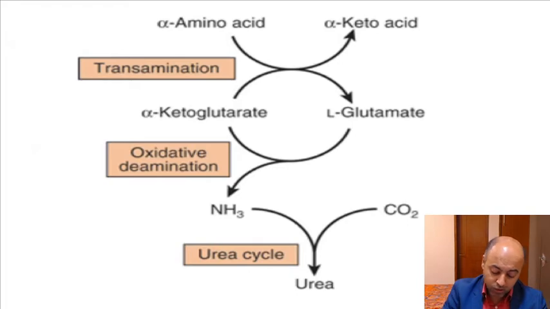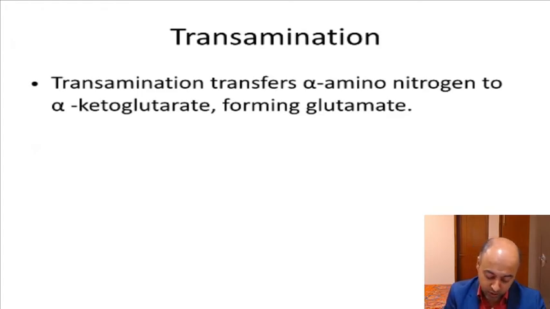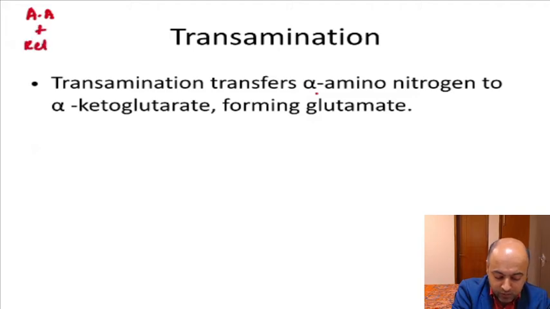Starting with this diagrammatic representation, as you can see here, the transamination is happening, then the glutamate undergoes oxidative deamination, the ammonia is taken to the liver, and ultimately we have the urea cycle, which is stage 4. So in transamination, what you have to know first is the definition. If you look at the structure, in the reaction we have the amino acid interacting with a keto acid.